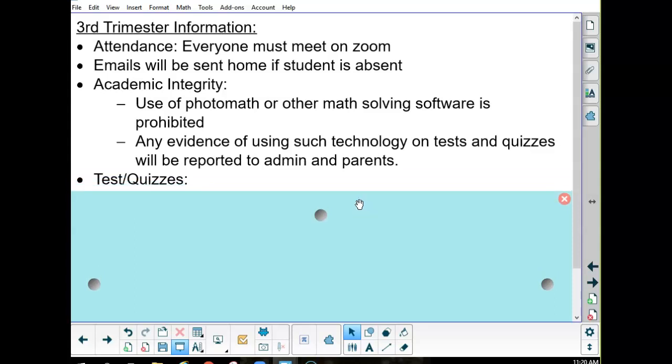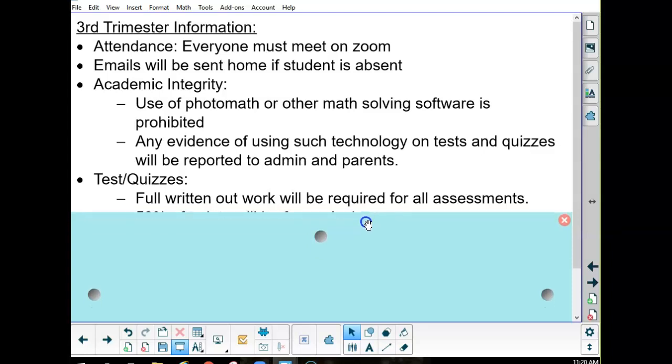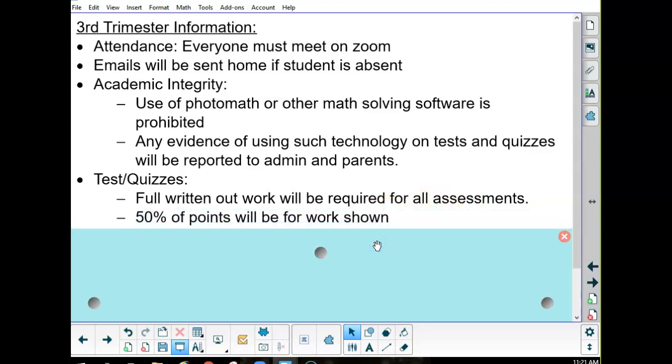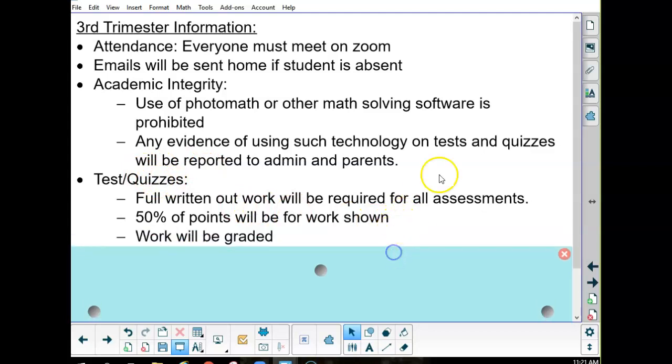So what is the new change? When we do tests and quizzes, we are requiring full written out work for all assessments on all problems. Now 50% of the points will be for the correct work shown, and that work will be graded. So if you do a problem and you type it in and you get it correct, cool, you basically get 50% of the points on that. If you get it wrong, you can still earn credit by showing the correct work, but now I'm going to go through and grade every single problem on every single test and quiz, and I'm looking at the work.